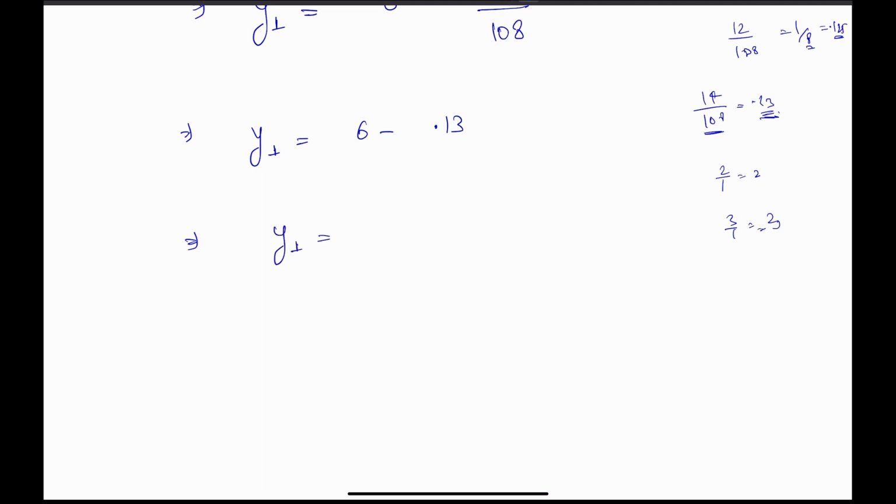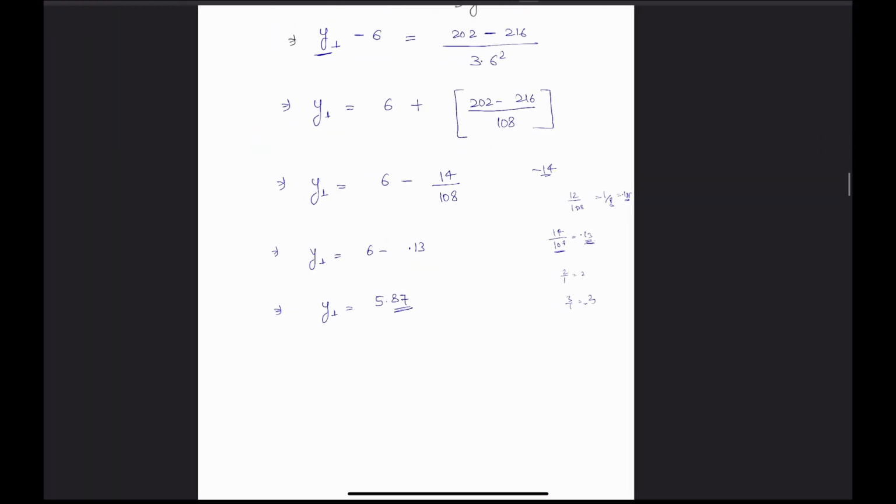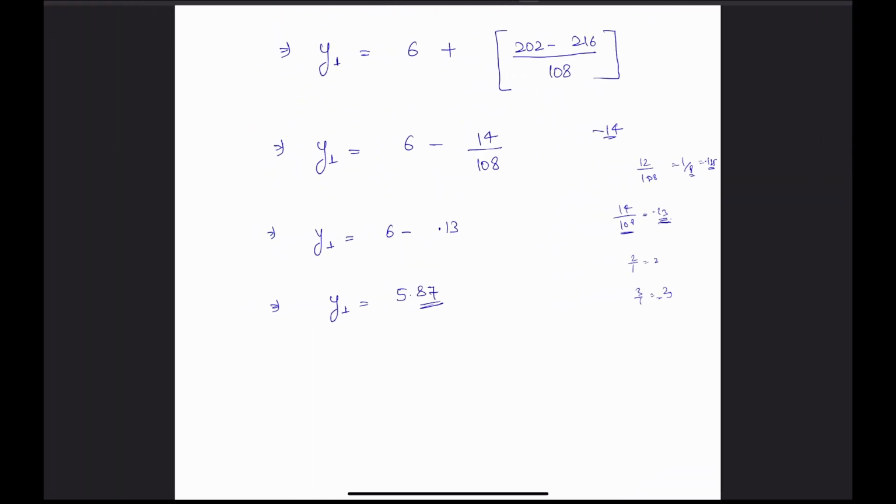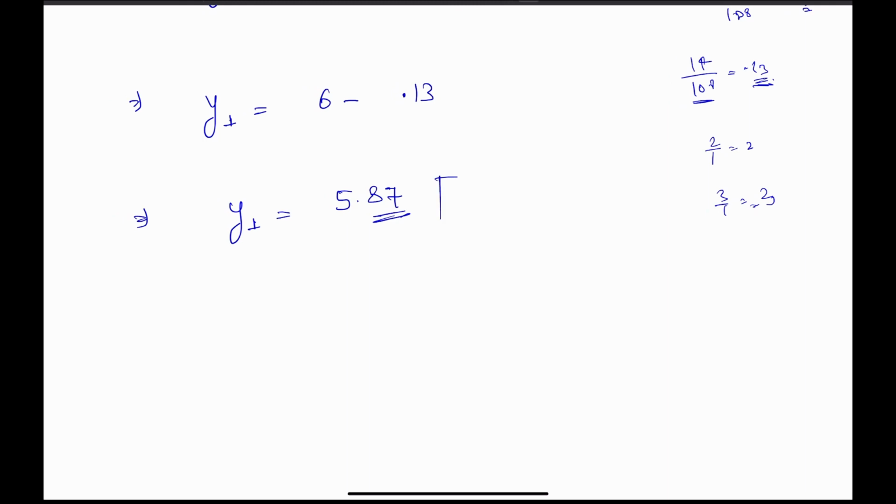So y1 will be 5.87. What was the value? Let's calculate it with the calculator. If we find the same value, it will be 5.867. Can you see how close the value we are getting?